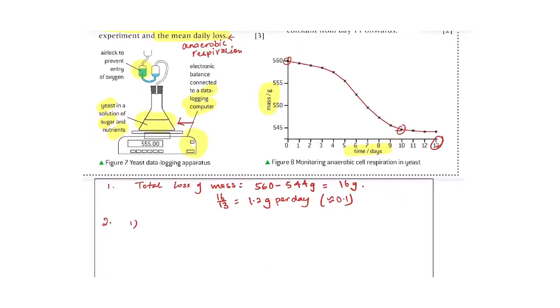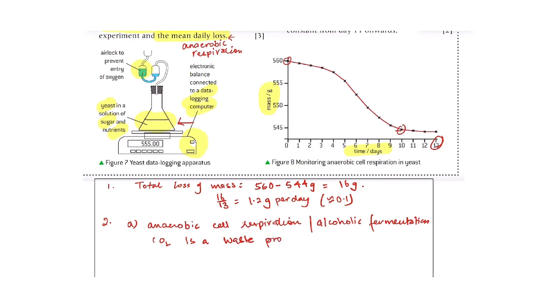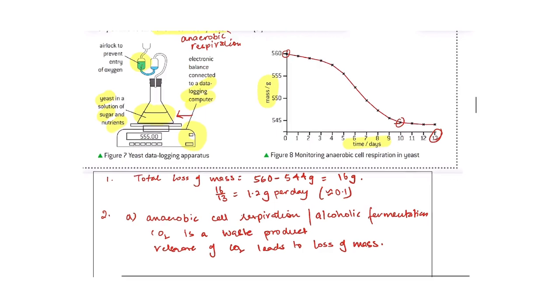So first mark, you have to identify anaerobic cellular respiration. You can also call it alcoholic fermentation because it is yeast and anaerobic. So CO2 is produced, which is the waste product as we know from anaerobic cellular respiration, and release of CO2 leads to loss of mass. So that should be 3 points for this question.